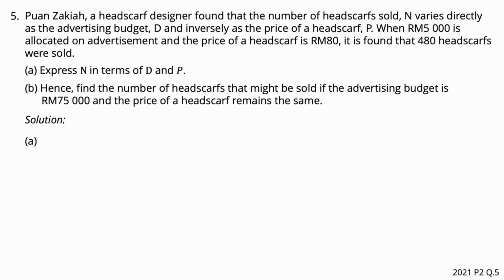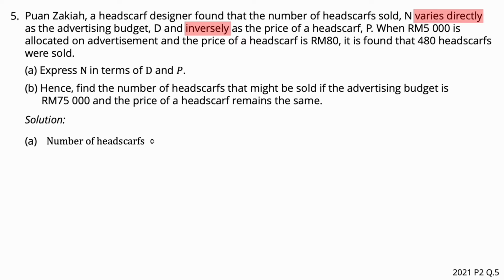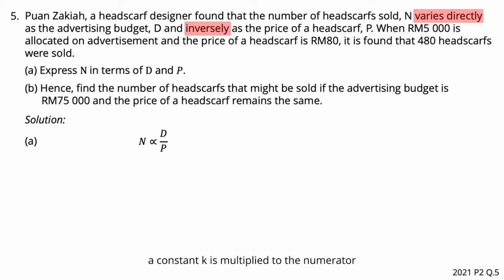Question number 5. Please pause and read the question. Look at the two keywords, varies directly and inversely, and form the equation by using the proportional symbol. The number of headscarves varies directly as the advertising budget, and inversely as the price of a headscarf. N varies directly as D and inversely as P. A constant K is multiplied to the numerator. N equals K times D divided by P.